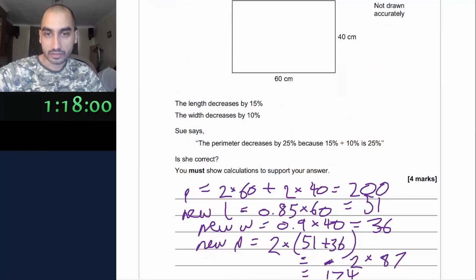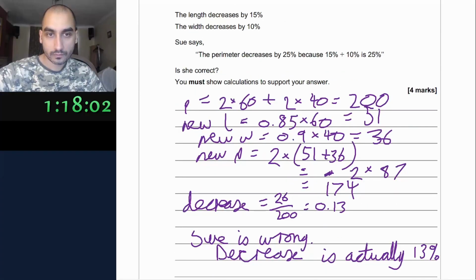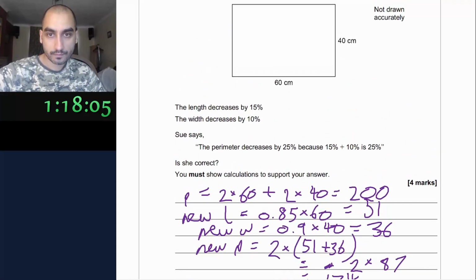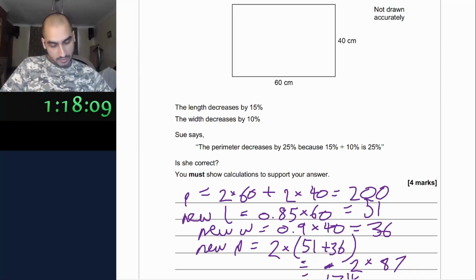Let's check this calculation. So the new length is 0.85 times 60, 51, okay. 0.9 times 40, that's easy enough, 36. So the new perimeter will be 2 times 51 plus 36. So 174, yep.